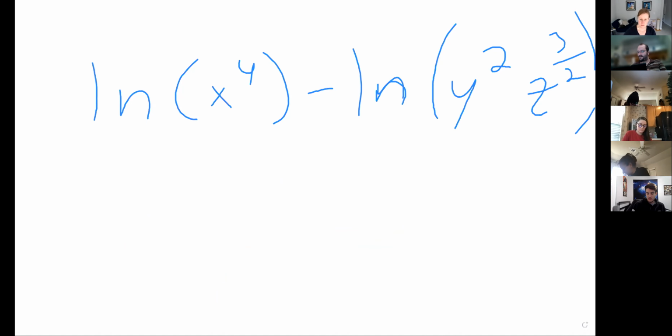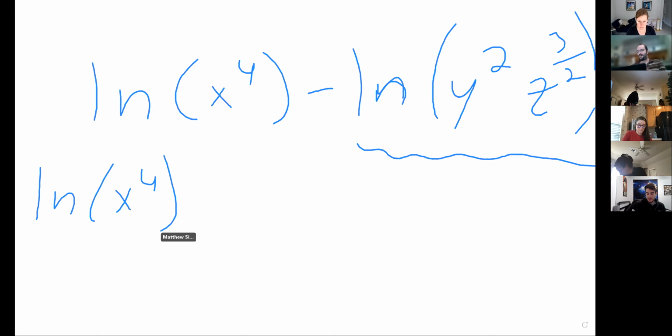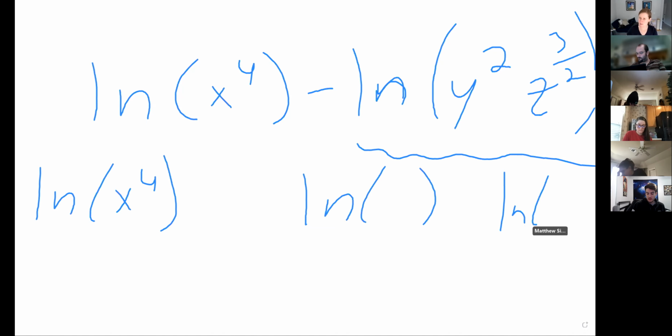Before we do that, though, I want to look at that second term. So I can break this apart. That's still ln of x to the fourth. I can break this thing apart as ln of what? Y squared plus, and z, then in parentheses, it'd be z to the 3 over 2. Yep. So that's ln of y squared. That is ln of z to the 3 halves.